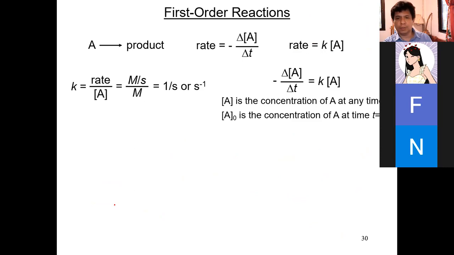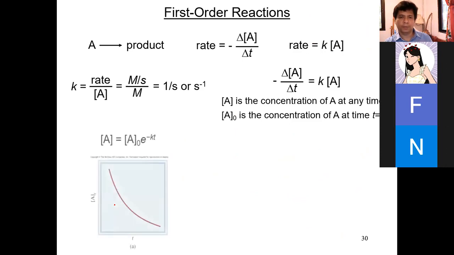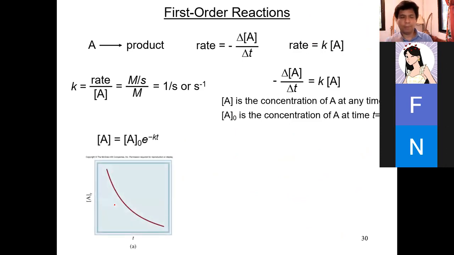A sub O is the concentration of A at time t equals 0. Concentration of A is the concentration of A at any time t. Okay, so ganyan yung plot ng A, concentration of A with respect to time. Bumababa siya, ano? Tapos yung pagbaba niya ay logarithmic, or exponential. Exponential yung pagbaba niya.